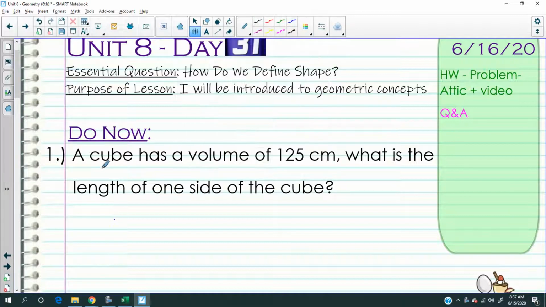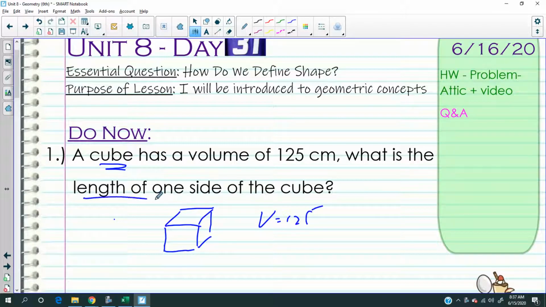Okay, so a cube. A cube looks like this. It's a square box. Not bad. This has a volume of 125. So what's the length of one side of the cube? In other words, what times what times what will give you 125?